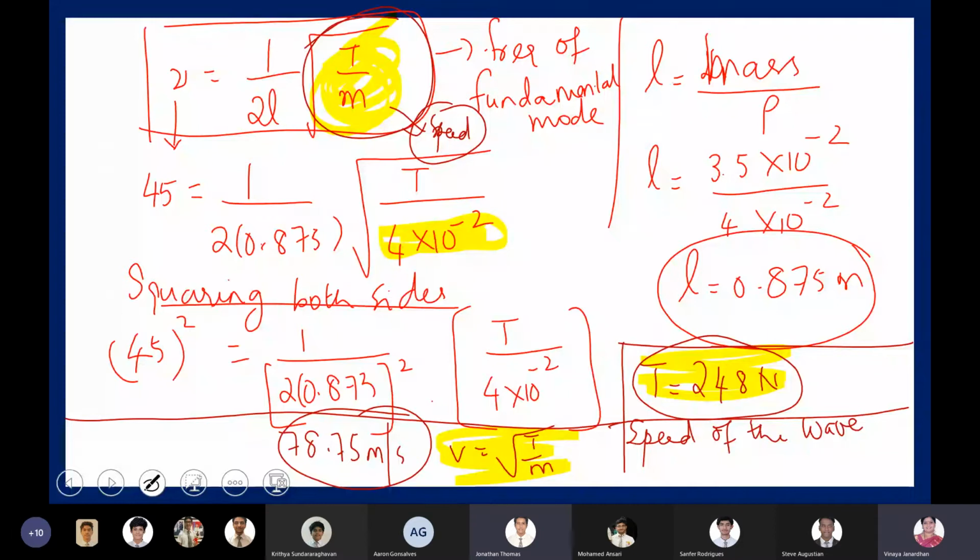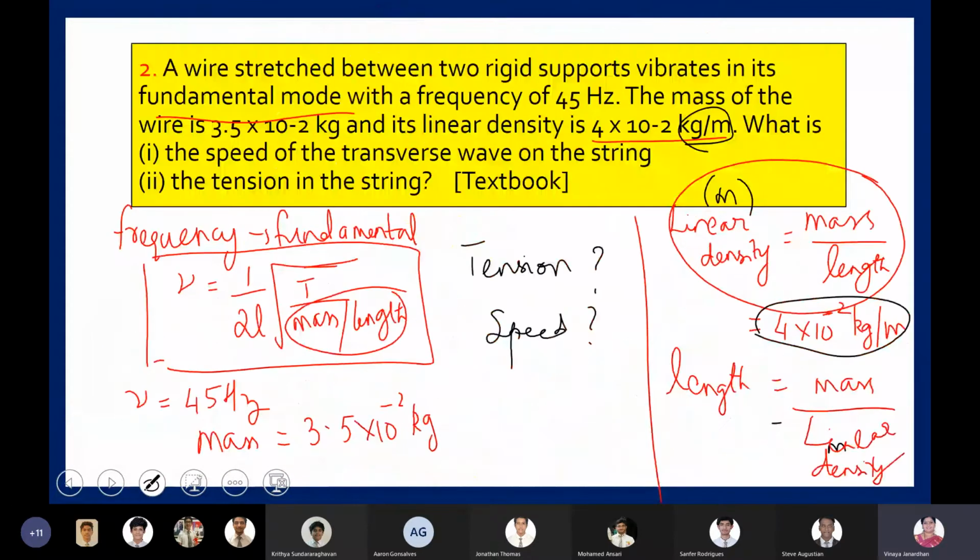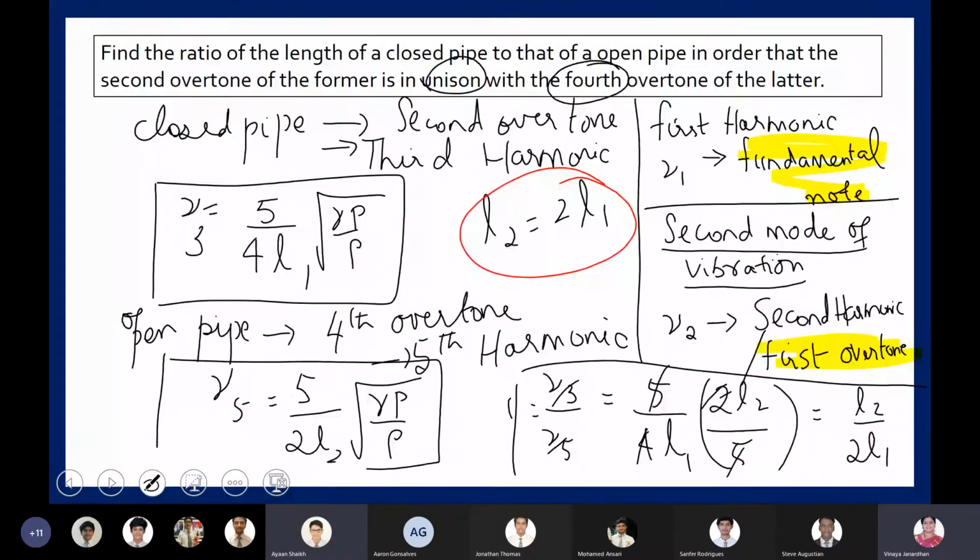Okay, then yeah, one second. I thought I'll finish our oscillations today. Yes, ma'am. We completed this. We go for the third one.